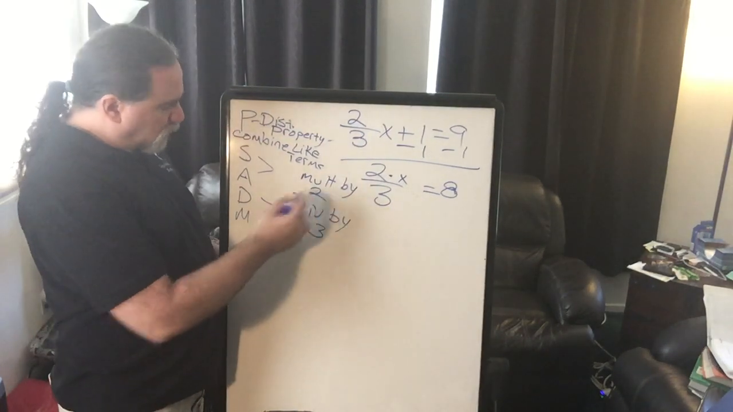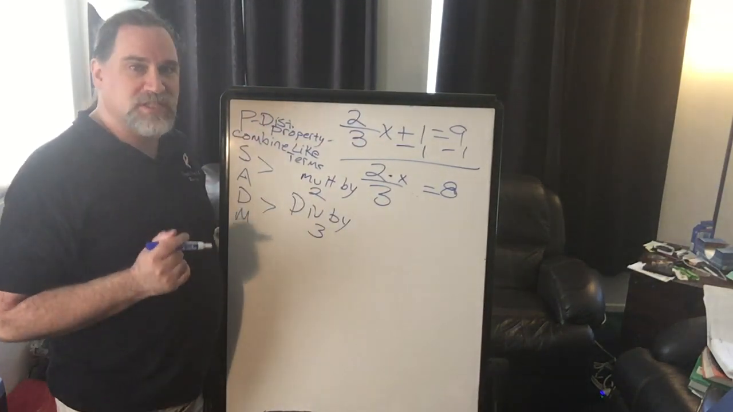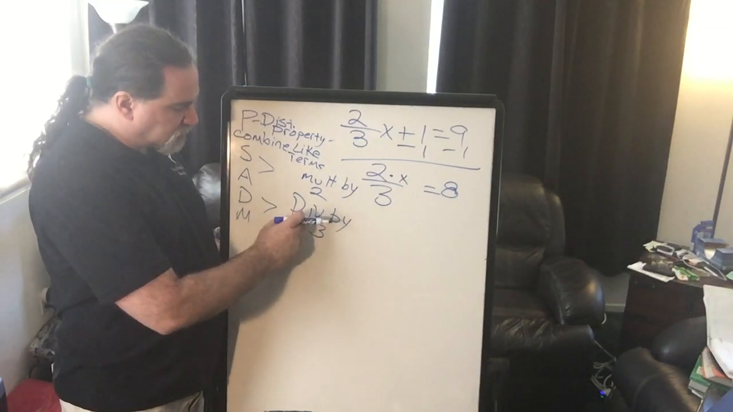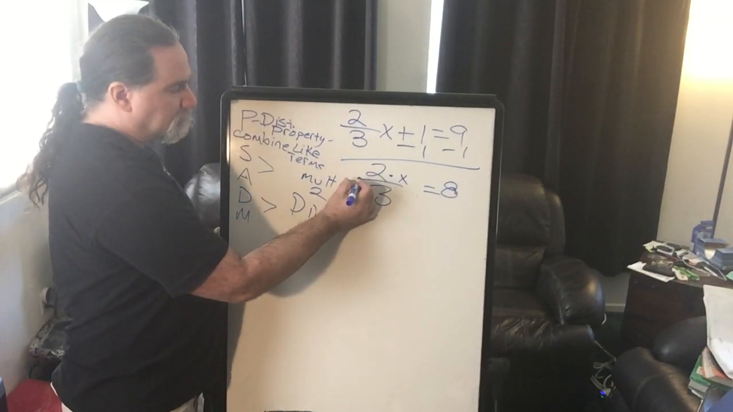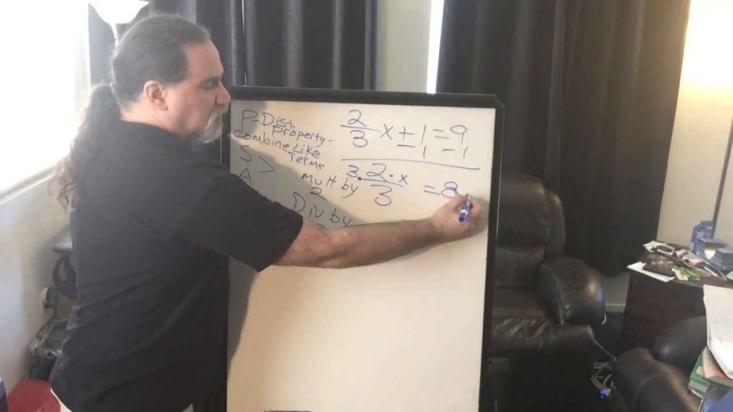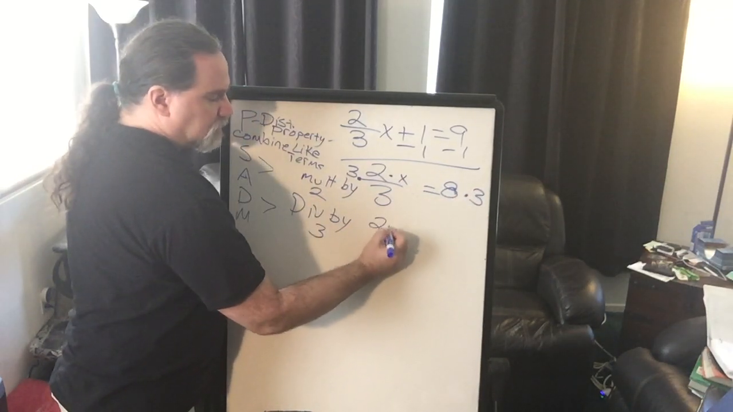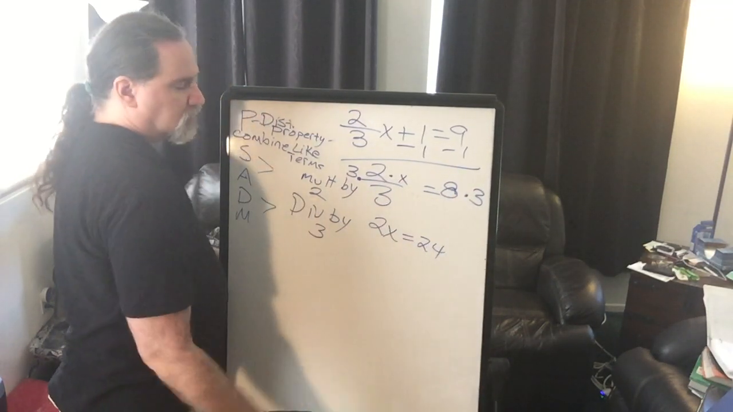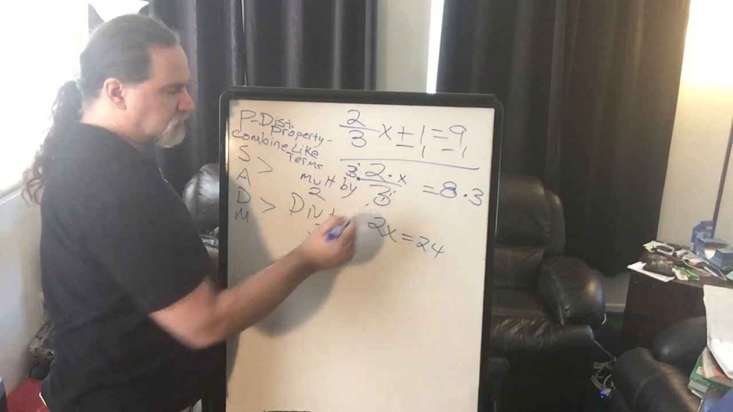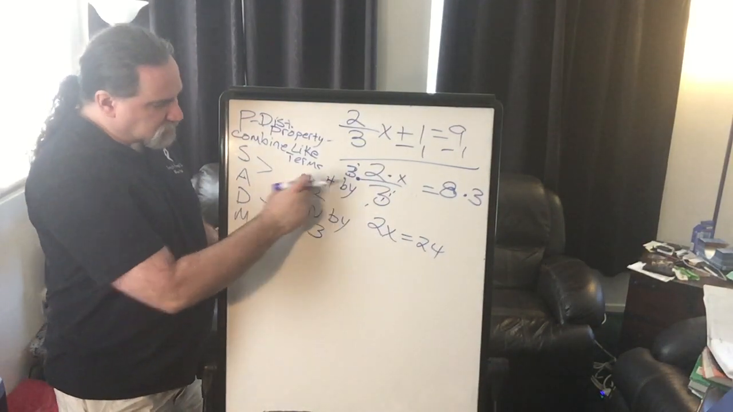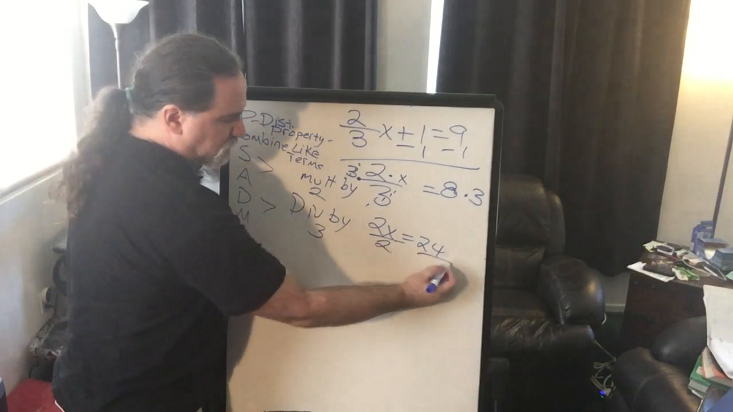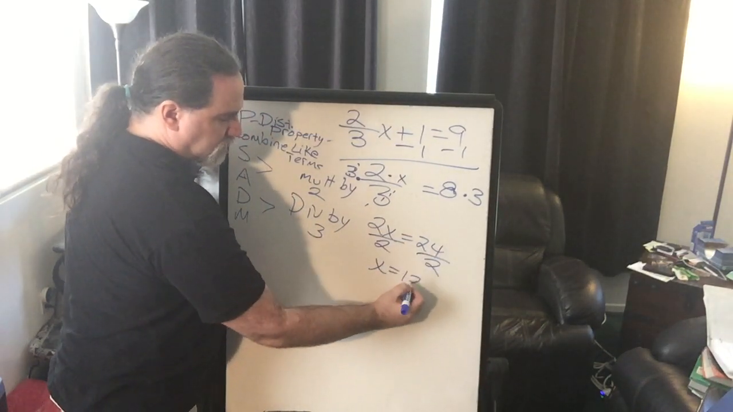Well, we can undo both of those by doing their opposites one at a time. So I see division, that means I'm going to multiply. When I multiply by the denominator, I get 2x equals 24, because these can be reduced. Now I'm on to multiplication. I multiply by 2, so I'm dividing by 2.